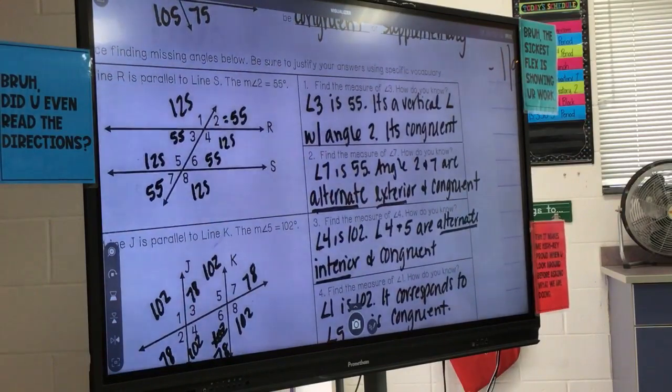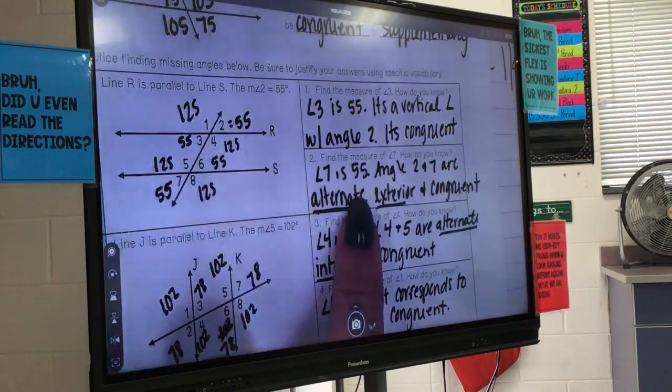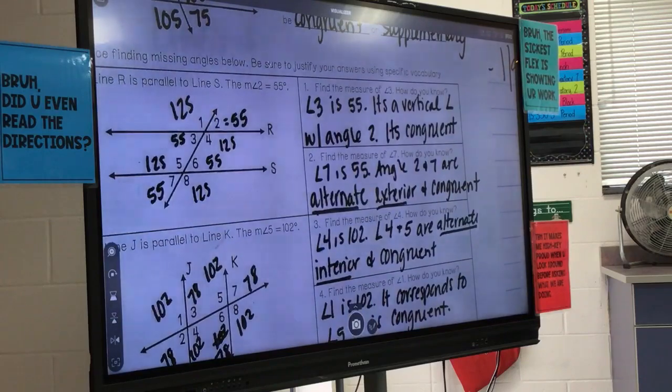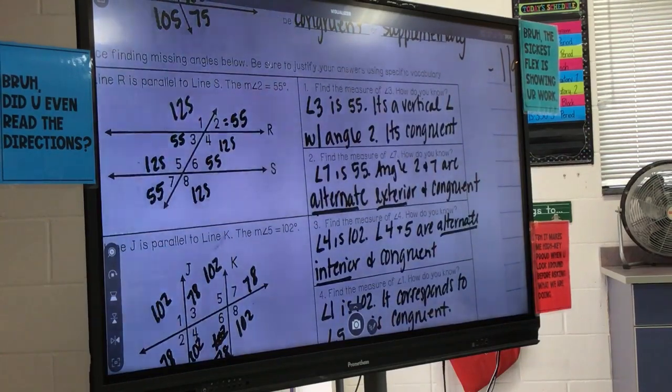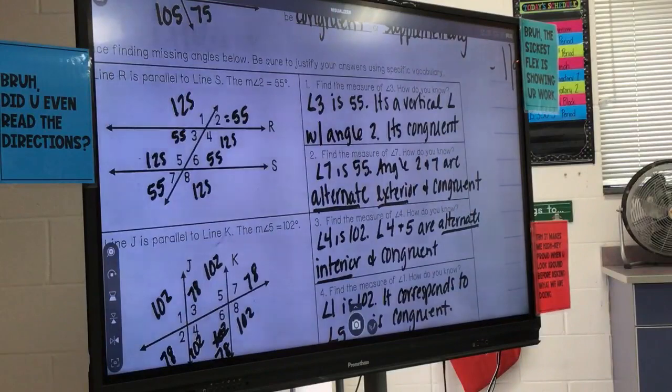So if you don't have words like vertical angle or congruent, you need to add those words in. You have to get used to using these words. Number 2, it says find the measure of angle 7. So angle 7 is 55, and the reason we know this is because angle 2 and 7 are alternate exterior angles, and they're congruent. So again, if you're not using this vocabulary, I need you to add it on your page now.